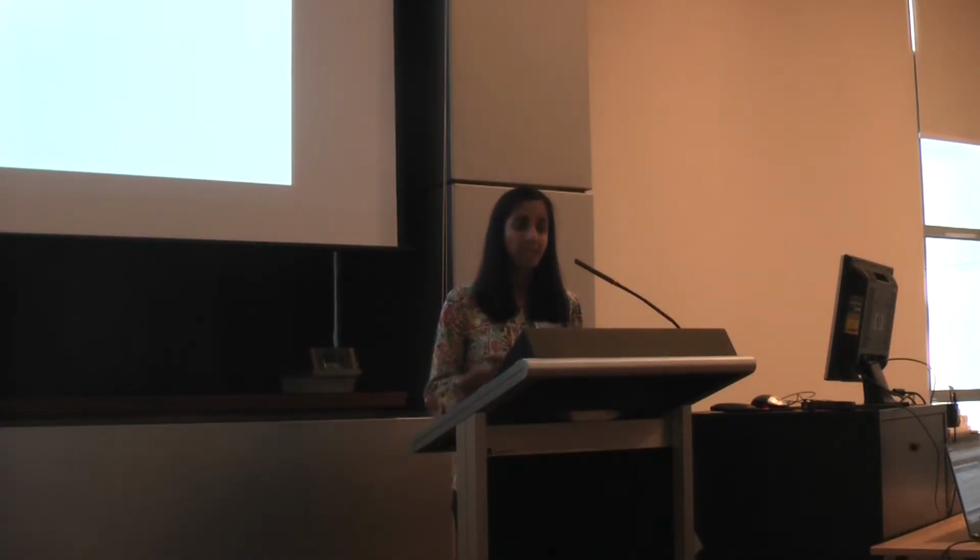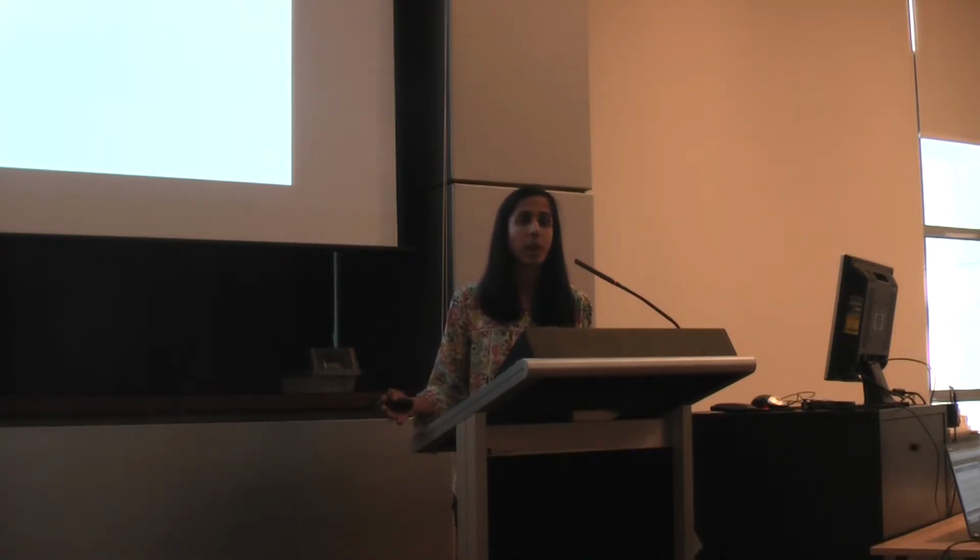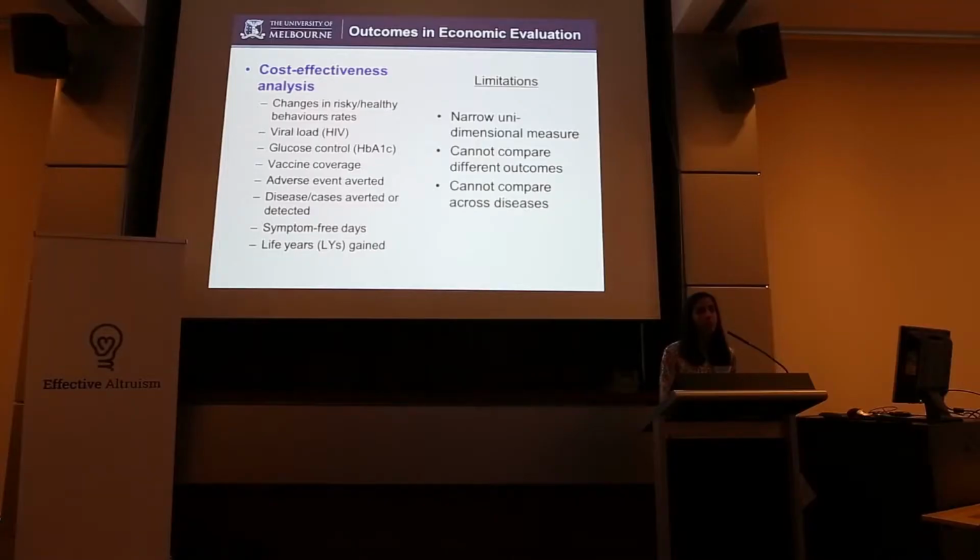The other quite important aspect, if you think about prioritizing across the entire healthcare sector, is that it doesn't allow you to compare across disease areas. So how do I know how much I should be spending on one type of disease, on diabetes, for instance, versus how much I might want to spend on mental health?